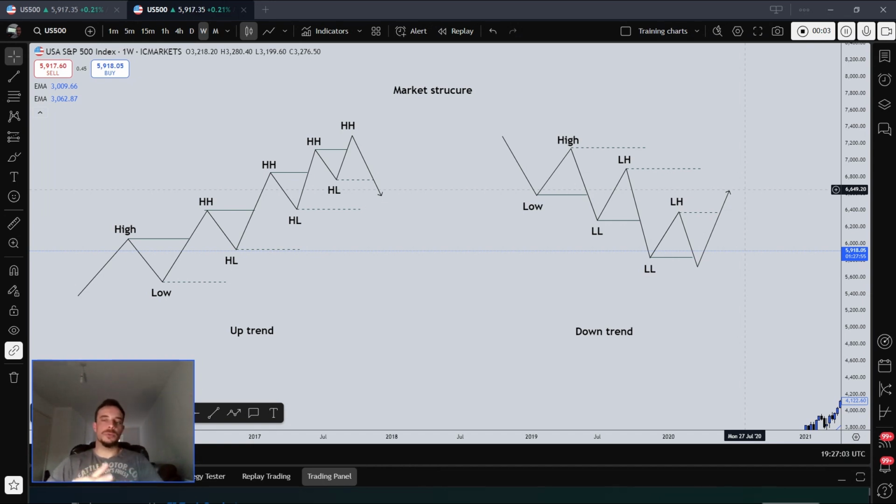Today I'm going to talk about market structure. Market structure is basically for us to recognize if a market is uptrending or downtrending. In an uptrend, the market keeps doing higher highs and higher lows, whereas in a downtrend it is lower lows and lower highs.